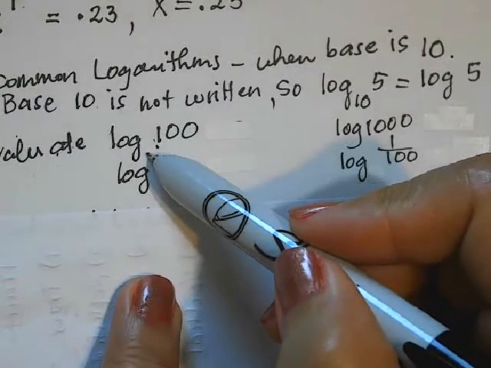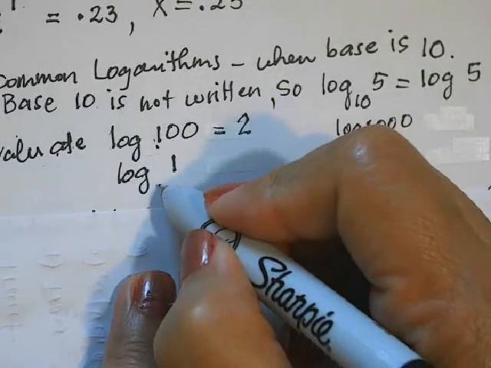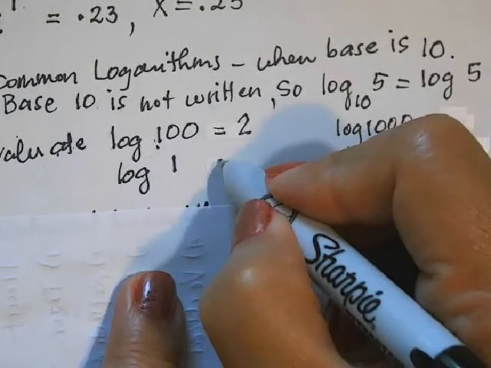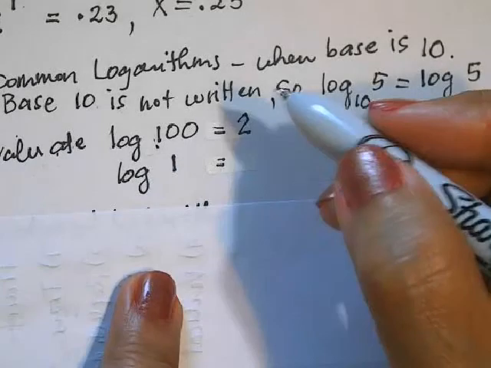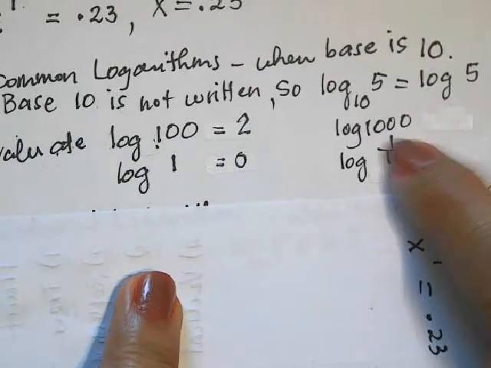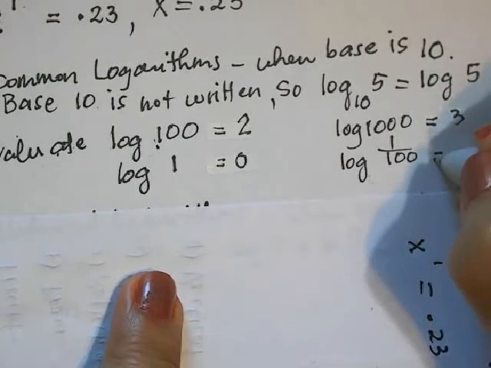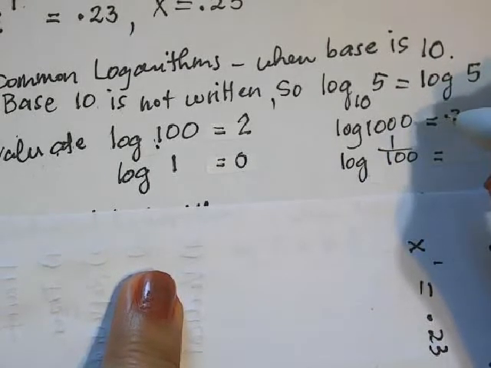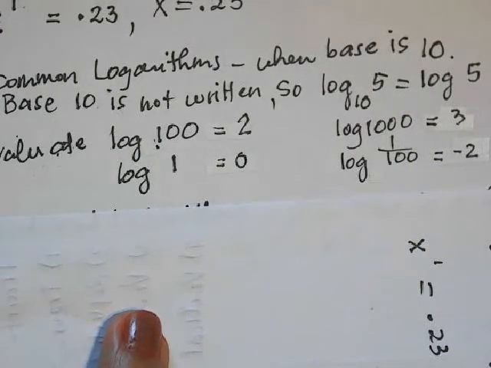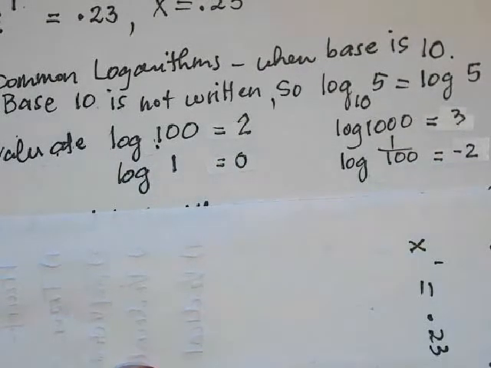So 10 to what power will give you 100? The answer is 2. Even if it's not there, you see the 10. What power of 10 will give you 1? 0. What power of 10 will give you 1000? 3. What power of 10 will give you 1 over 100? Negative 2. So again, if no base is written, it's base 10.